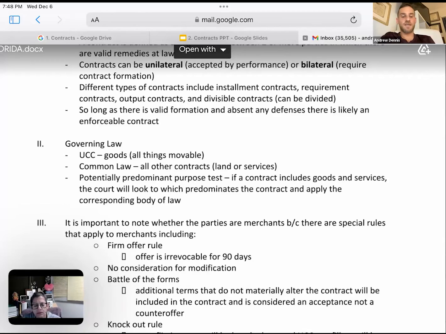Under the UCC, merchants, we have the perfect tender rule, where it has to be a perfect tender. So if you don't deliver 500 red widgets as stated in the contract, then that constitutes a non-conforming shipment or a non-conforming delivery, and that's a breach. So let's be pretty clear on that.